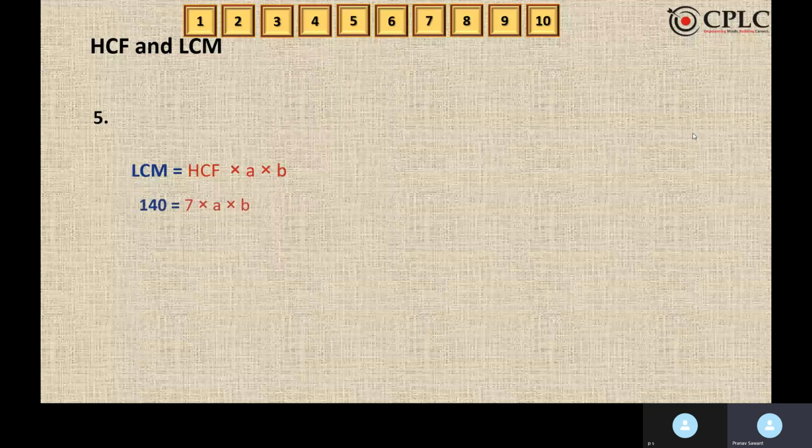So 140 is equal to 7 into A into B, we'll get A into B as 20. Now figure out all the pairs of A into B as 20. So these are the pairs that we have. Now we just have to pick out the co-prime pairs. 2 and 10 is not a co-prime pair. Hence, we can only have 2 pairs. So option 3, 2 is the answer.